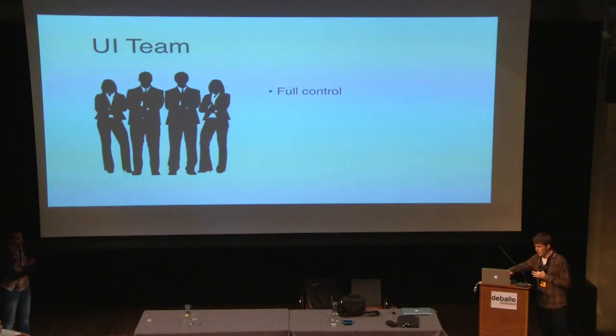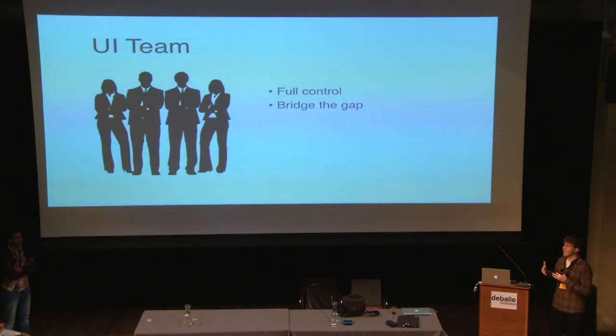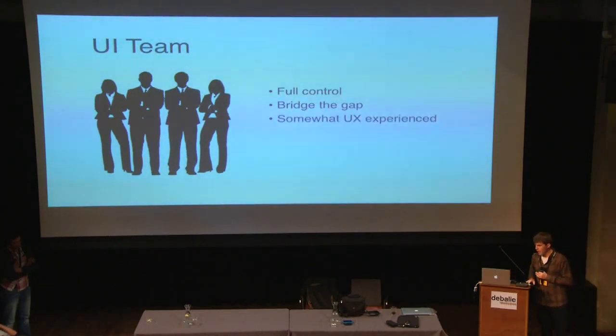So having a close-knit team with full control, they can bridge the gap between users and developers, and that's basically one of the things that needs to happen, in that there's a lot of users with a couple of ideas, but understandably, developers are very busy. If you had a UI team that could understand the developer side as well as the user side, they can bridge that gap. Somewhat UX experienced, ideally.